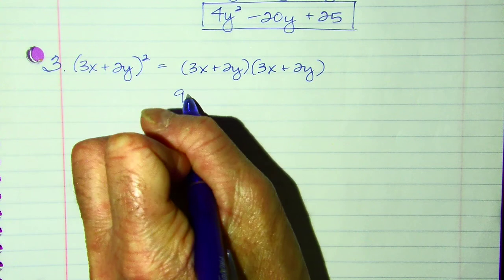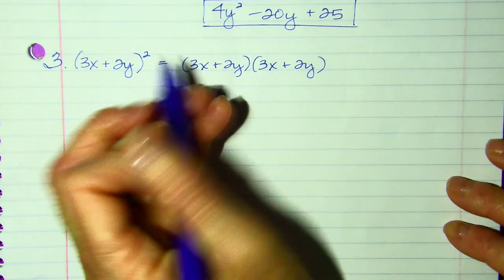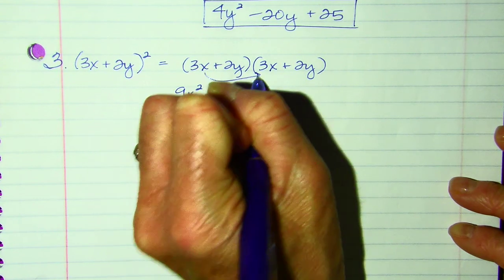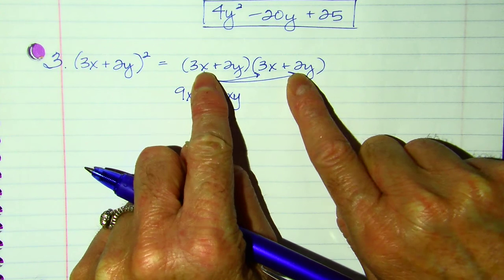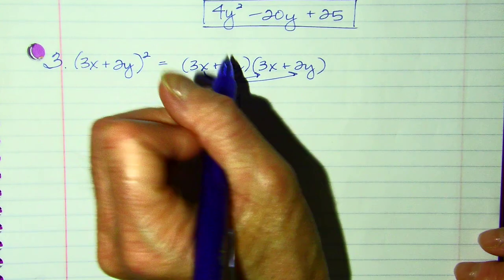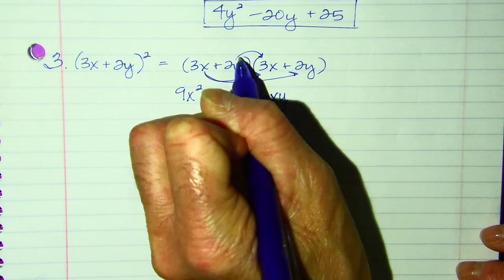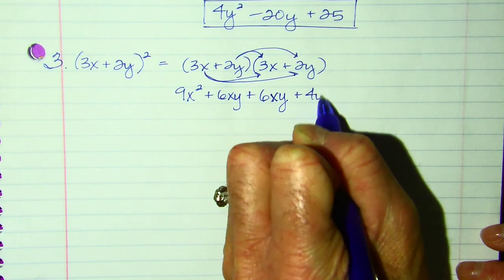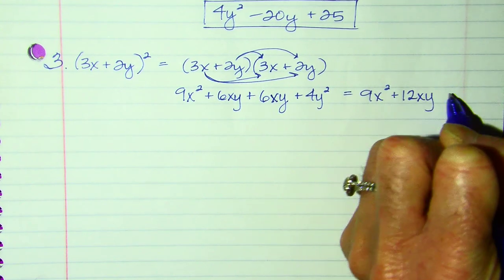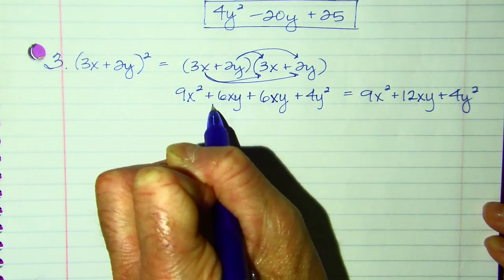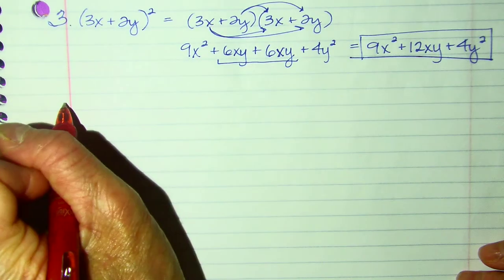So I get 9x squared plus 6xy, okay? Notice I kept the letters in alphabetical order when multiplying these. So 3 times 2 is 6, x times y, so 6xy. Now 2y times 3x, I'm going to keep the letters in alphabetical order, so 6xy. 2y times 2y is 4y squared. So my final answer is 9x squared plus 12xy plus 4y squared, because these right here are like terms. So back to our lesson practice, part D.